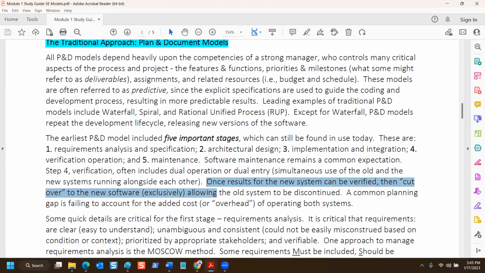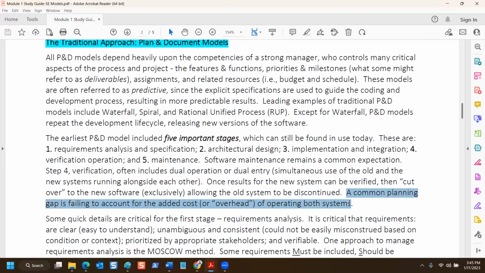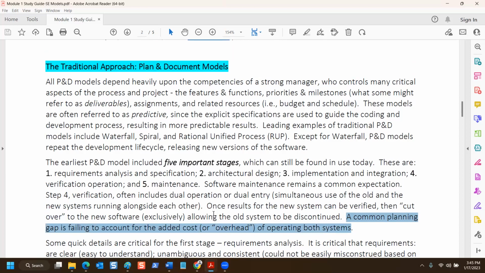So once the results of a new system can be verified, then cutover to the new software solution allows the old system to be discontinued. Cutover is huge. When they cut over, there's usually a lot of unexpected complications, but that's like the last part of it, and you can consider cutover to be the start of the maintenance phase. A common planning gap is failing to account for the added cost of overhead for operating systems or for continued maintenance, right? All that kind of stuff. So that's one thing you want to consider when you're pitching your solution to a customer.